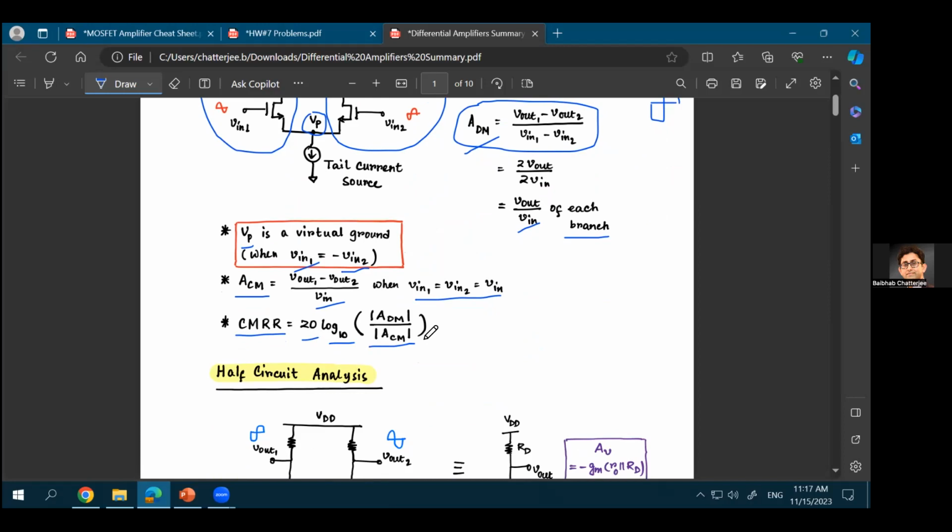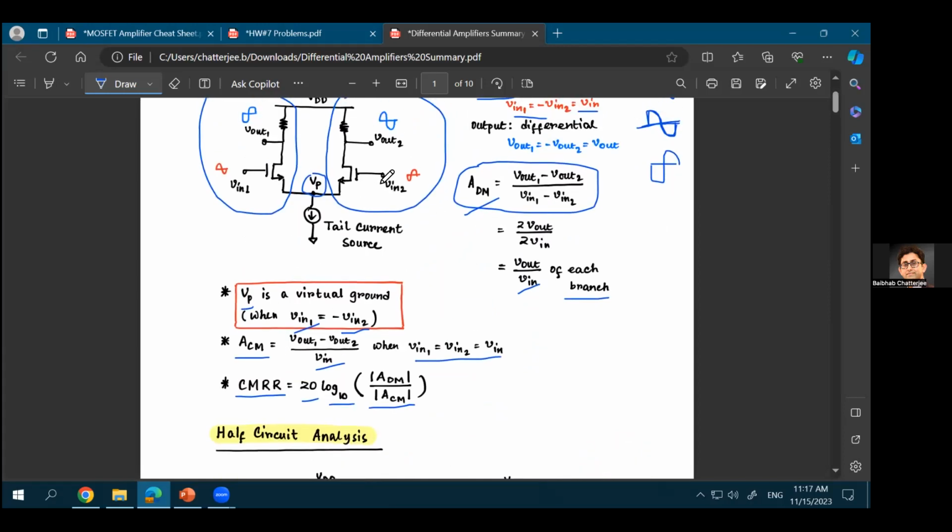So how big your differential mode gain is as compared to your common mode gain tells you something about your CMRR. Why is CMRR important? Because remember, noise is a common mode signal. If you apply the same amount of noise at the two inputs, you ideally would have expected zero effect on the output. But there is some effect on the output because things are non-ideal, and you'll see a finite A_CM, a gain which is not zero. You'll see a non-zero gain for the common mode scenario. And that's why CMRR is very important.